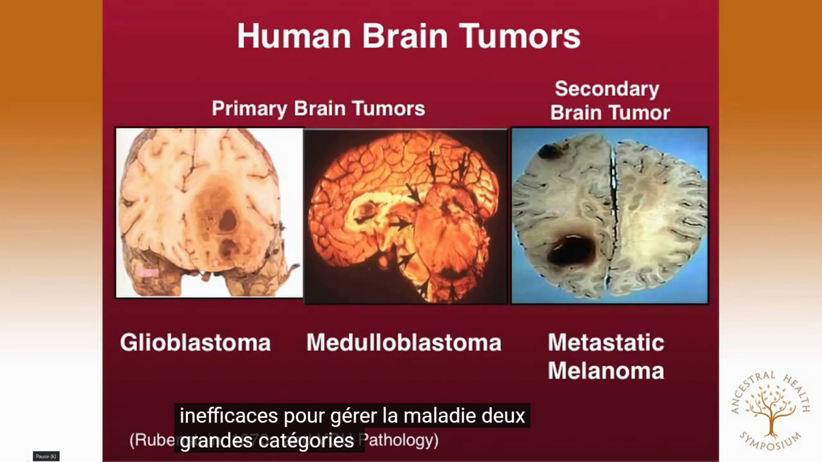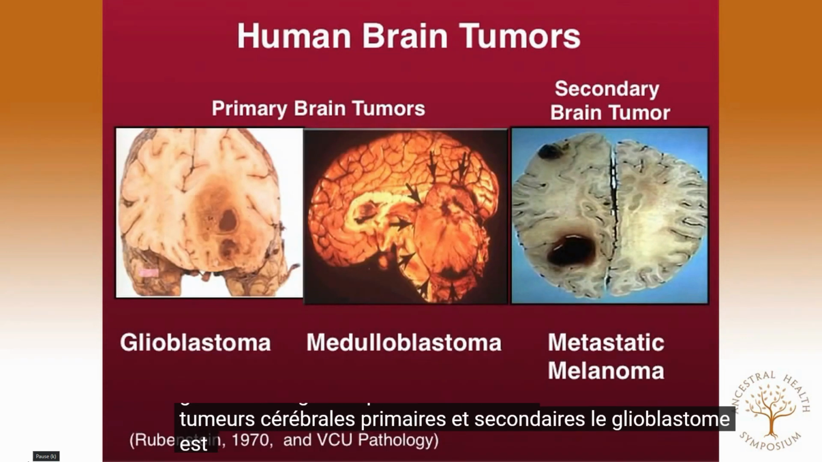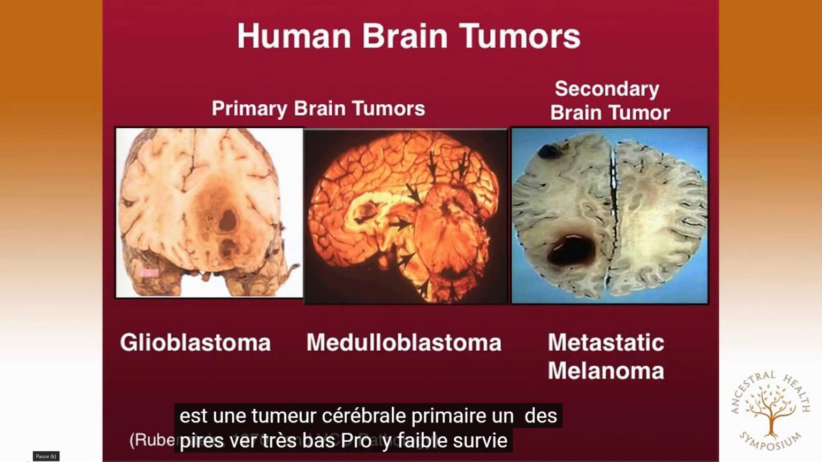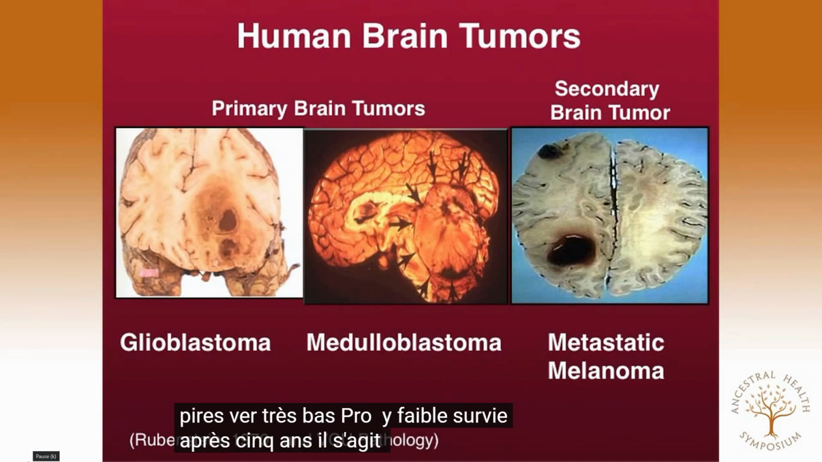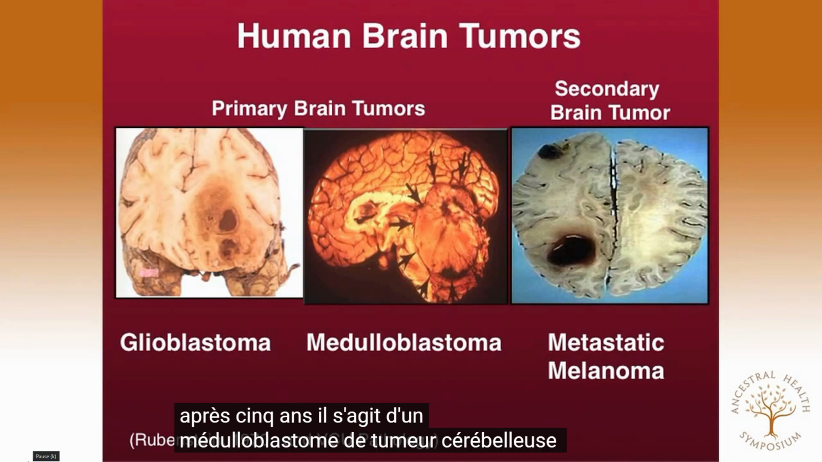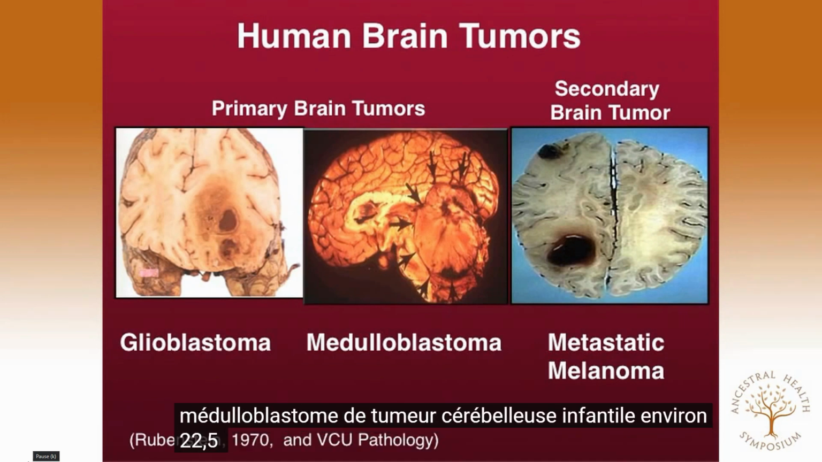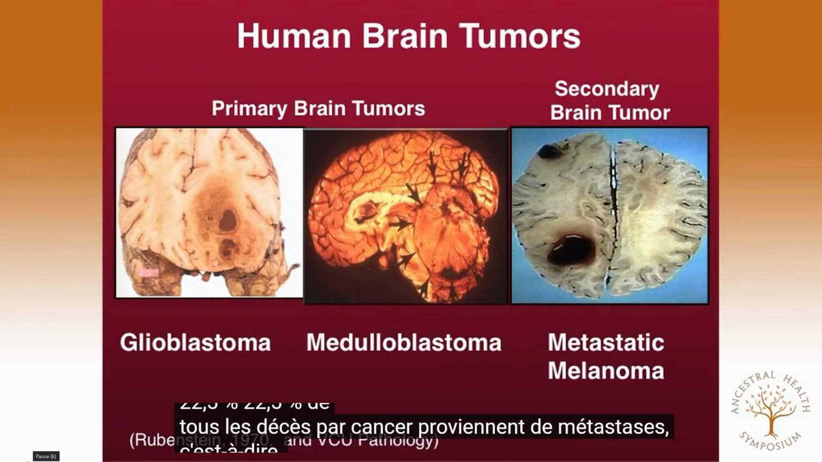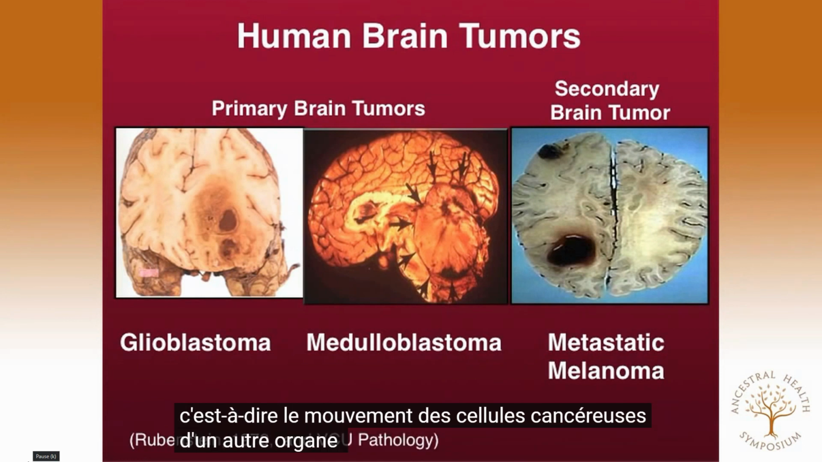Two major categories: we have the primary and the secondary brain tumors. Glioblastoma is a primary brain tumor, one of the worst, with very poor survival after 5 years. This is a childhood cerebellar tumor, medulloblastoma. About 22.5% of all cancer deaths come from metastasis, that is the movement of cancer cells from some other organ to the brain.